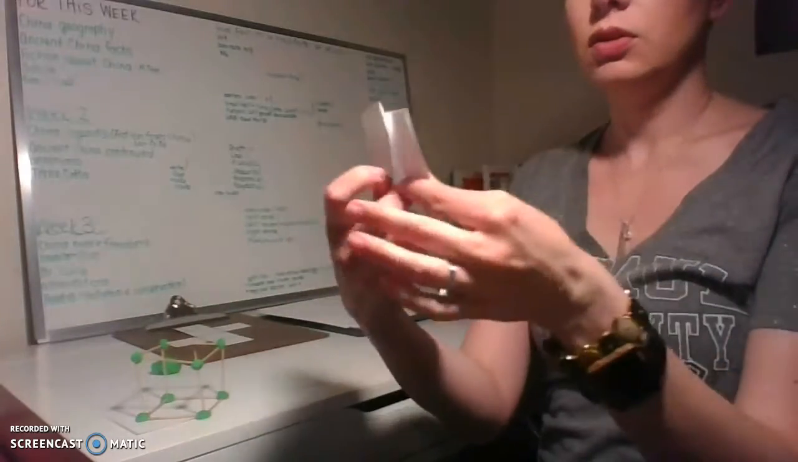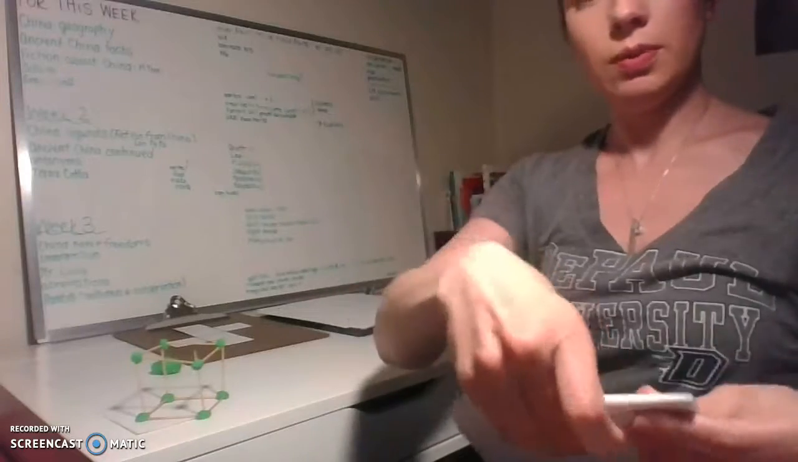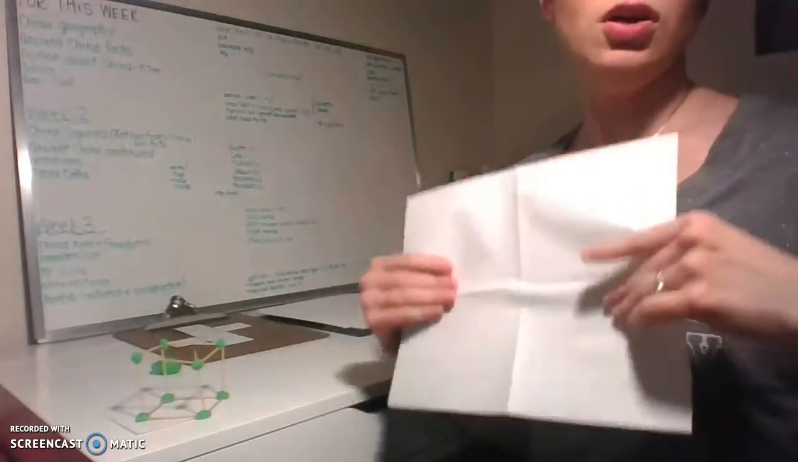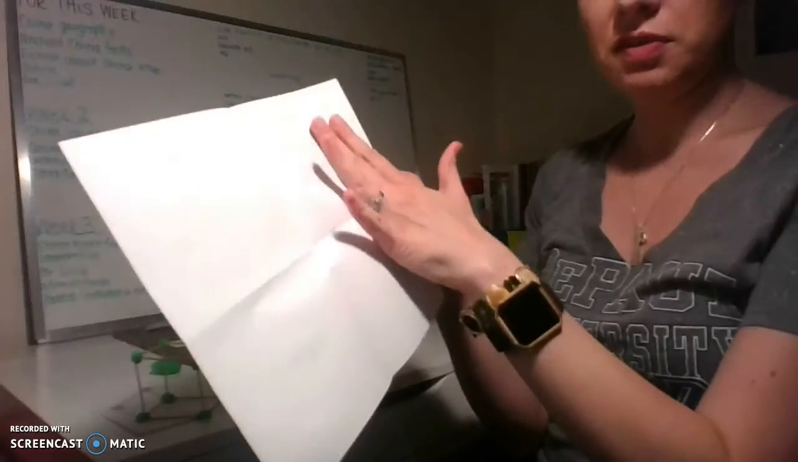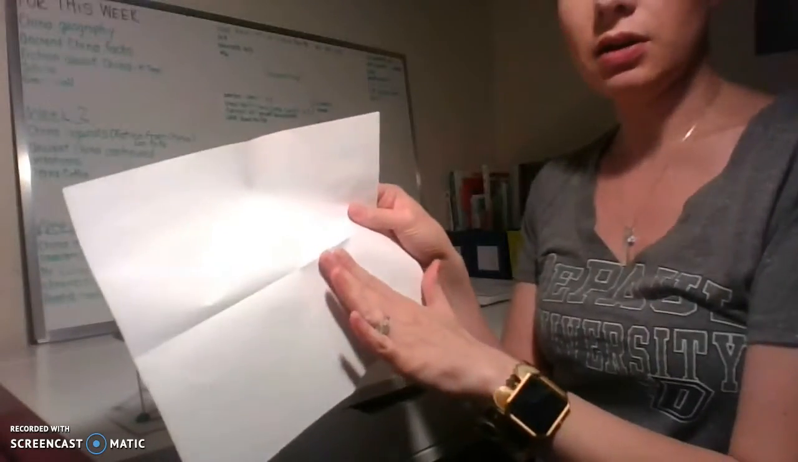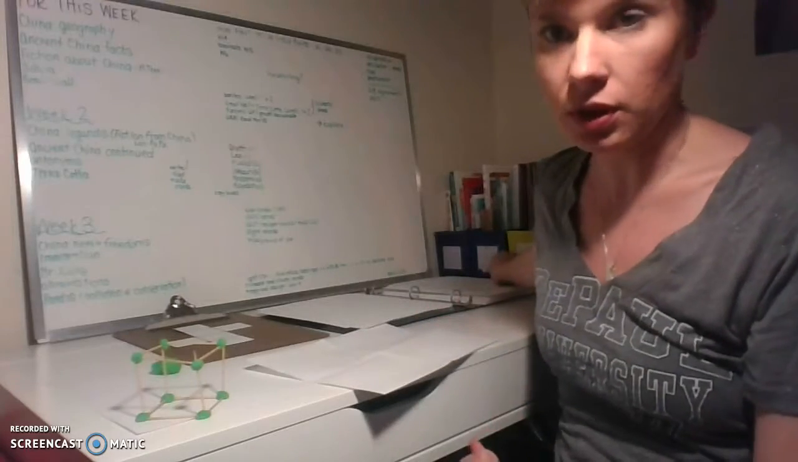From here, corner to corner, corner to corner, hold it down, and crease. That gives me a total of 8 spaces, 4 on my front and 4 on my back. So each one of those is going to have a square in it when we're done with this activity.